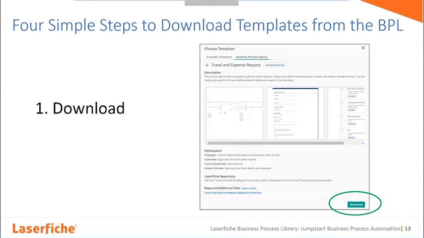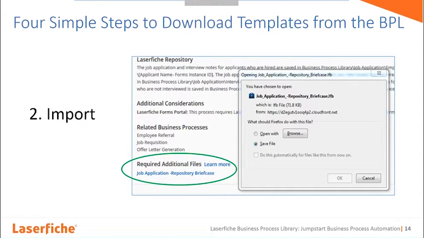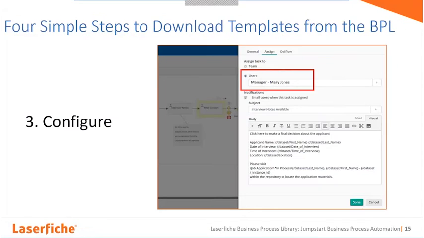First, when you find the process you're interested in, all you need to do is click download. This will immediately bring up the process diagram and associated forms into your forms environment. Step 2, you'll also want to import the repository briefcase file. Again, this will bring in the default folder structure, sample document, and the metadata field structure as well. This is also where you would download any relevant workflow files and the documentation if relevant. And then step 3, configure the process as necessary for the specifics of your organization. For example, who the tasks need to be routed to, what folders the forms need to be saved in, changing the fields on the forms, text for emails, and so on.